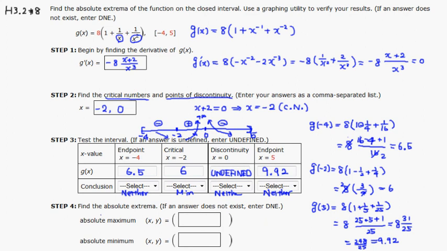So the absolute maximum does not exist because it shoots up to positive infinity. But the absolute minimum happens right here because it's moving down and moving up here, so it's at negative 2, comma, 6. Right? That's it. I hope that this was clear.